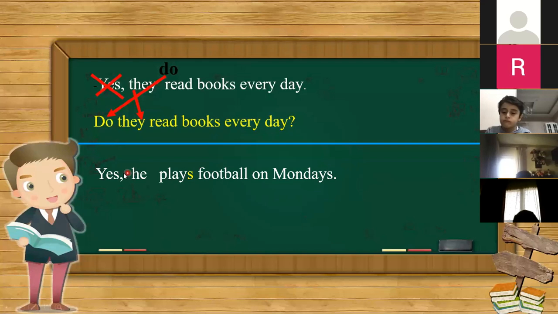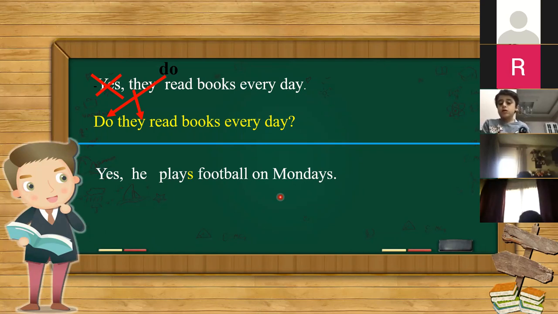Here we have another answer. Yes, he plays football on Mondays. So we read the answer. Step number two, what's step number two? We have to cross what? Who can tell me? We have to cross. Yes, excellent, Talia. Excellent, Laura. Okay, so we have to cross yes.